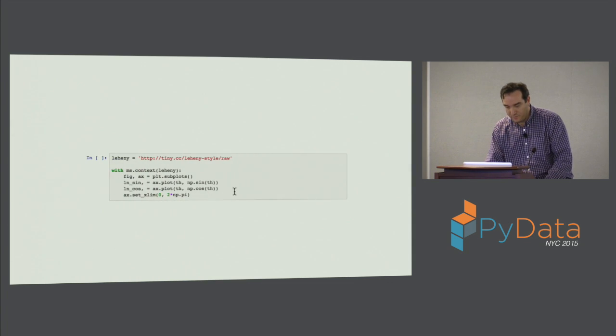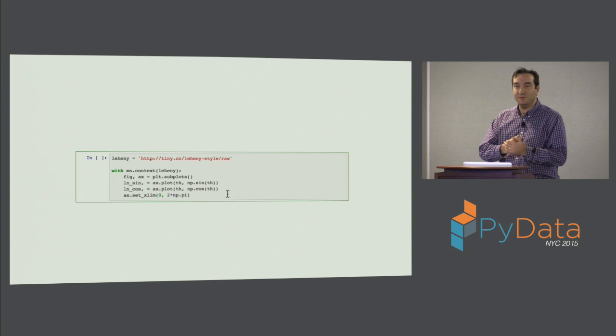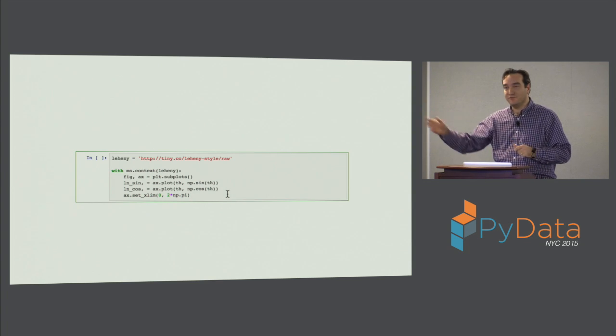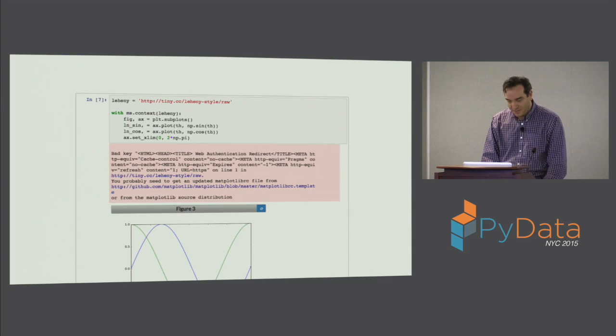It's also very easy to fetch styles over the internet with an HTTP request. So you might discover a style online that you want to start using. It's one line to just use an HTTP request. It looks like that's failing. I'm having trouble getting on the network here. But if I were on the network, it would go out and fetch a style and cache it locally and use it.